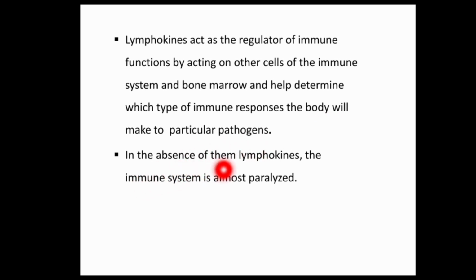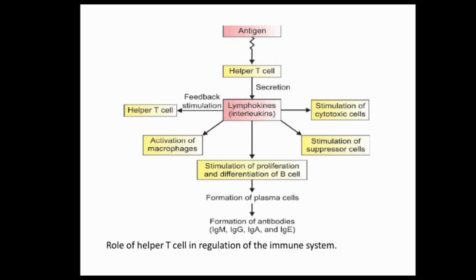In the absence of lymphokines, the immune system is almost paralyzed, because the helper T cells only produce signals like lymphokines and cytokines. These further act on B cells and T cells. Then only does it produce the antibodies. If there is any absence of the lymphokines, the immune system is almost paralyzed.